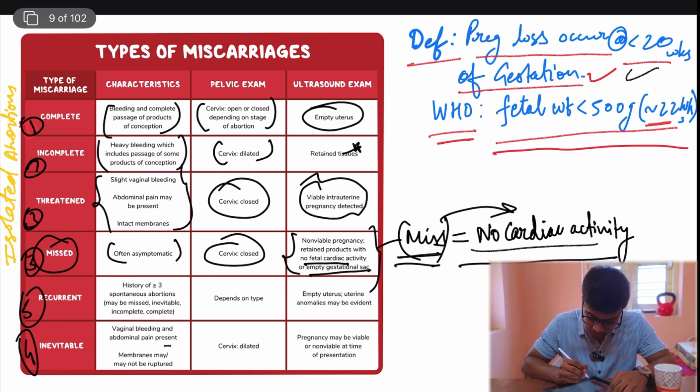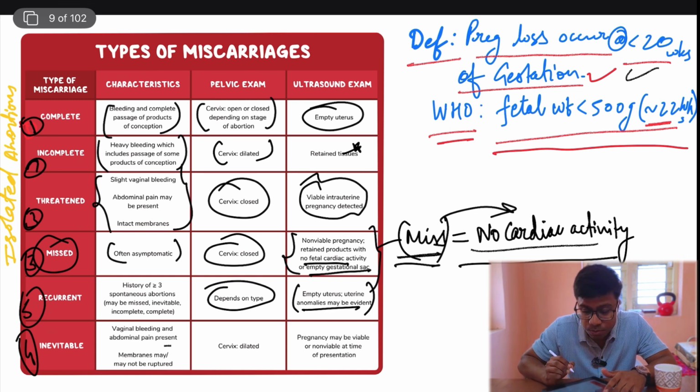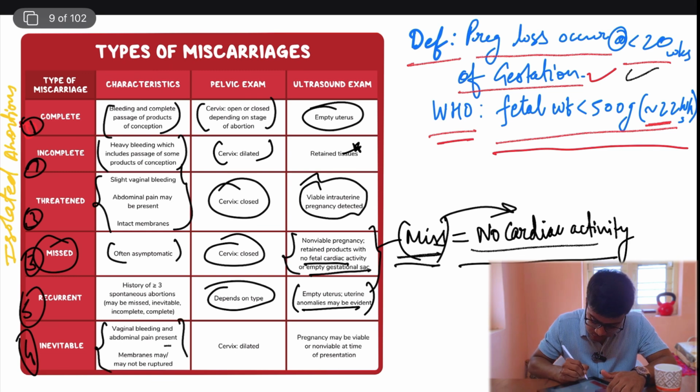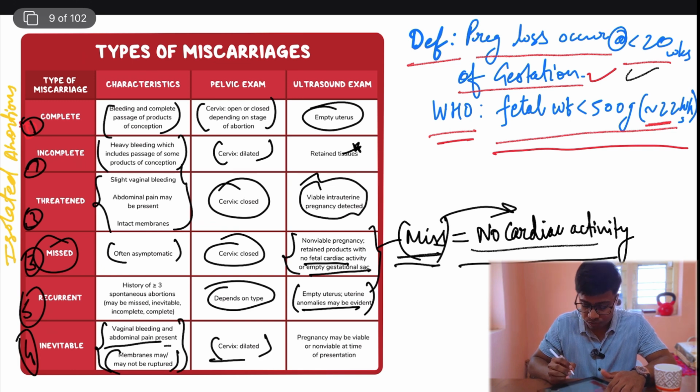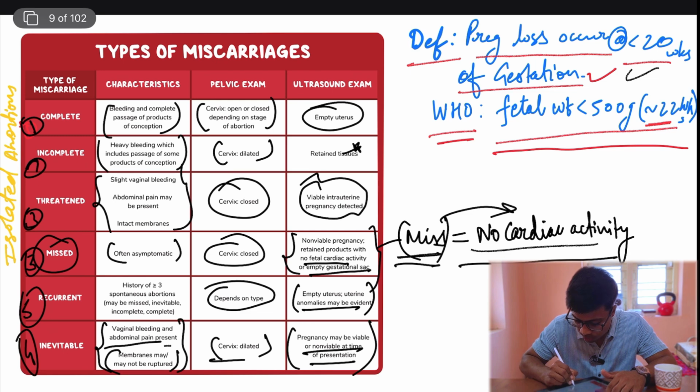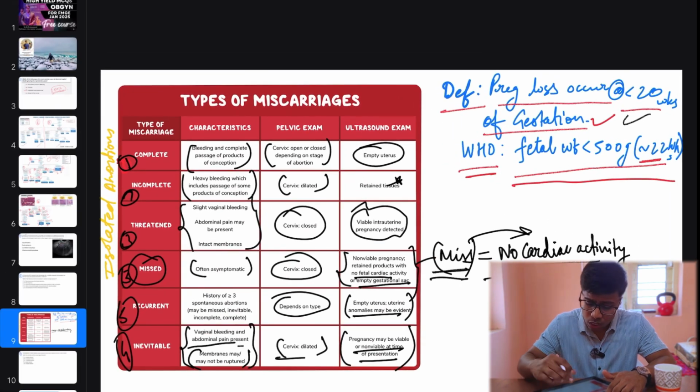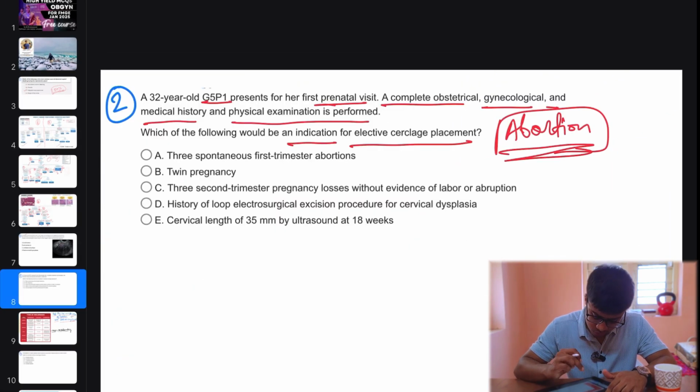Spontaneous abortion, in that it may be missed, it may be inevitable, it may be incomplete, or it may be complete, depends on the type. Pelvic examination will be there. Empty uterus and uterine anomalies may be evident. Inevitable, that is vaginal bleeding and abdominal pain present. Membranes may or may not be ruptured. Cervix will be dilated. Pregnancy may be viable or non-viable at the time of presentation. So this chart will help us to solve this question.